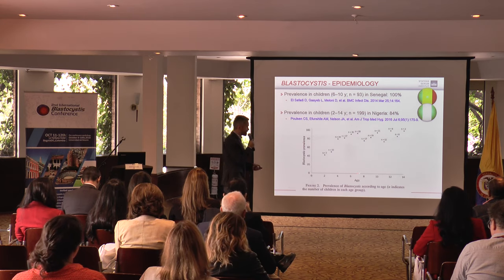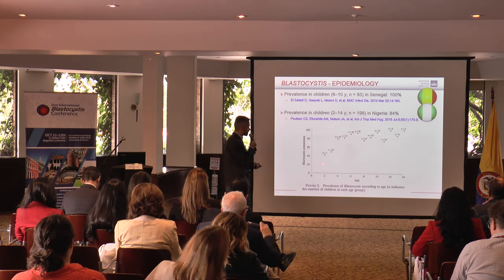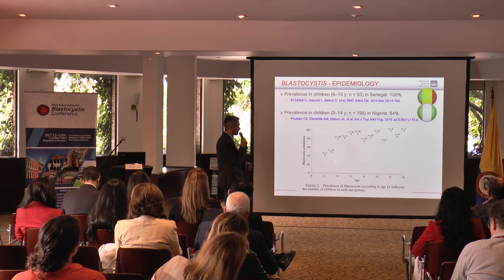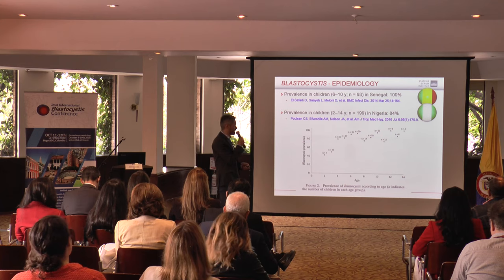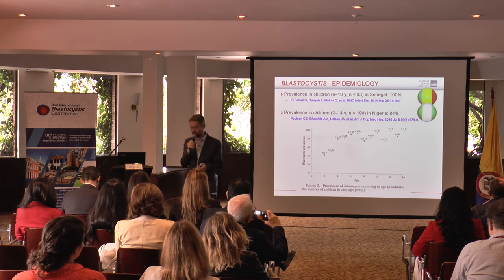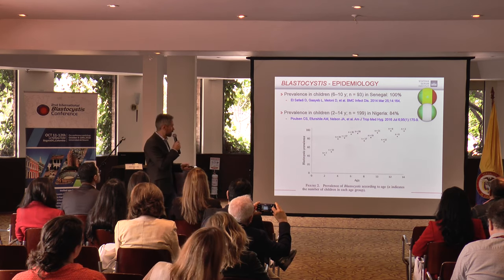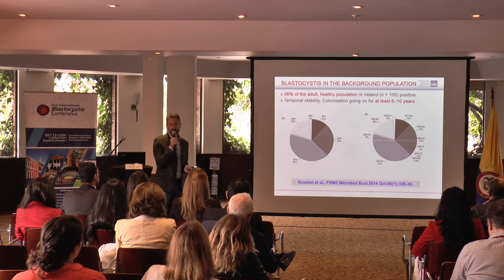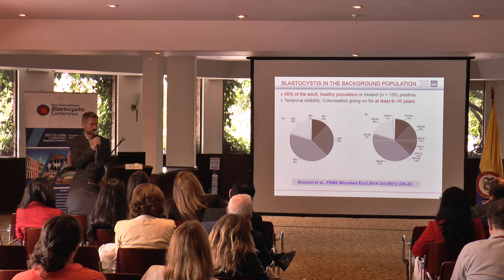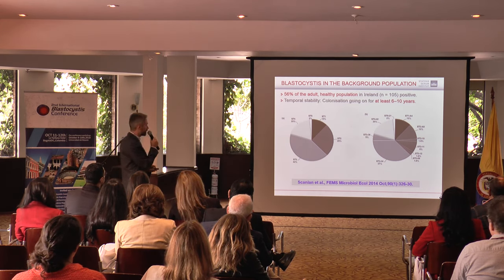We have this age distribution, so you can see there is a gradual or relatively quick increase. When the children reach about 4 or 5 years of age, they reach this plateau with almost 100% prevalence. Also, you don't really have to go to sub-Saharan Africa to get a high prevalence. You get a high prevalence in Ireland as well.